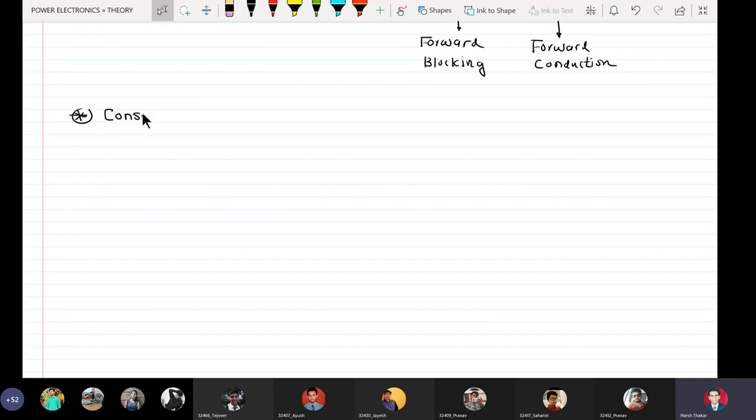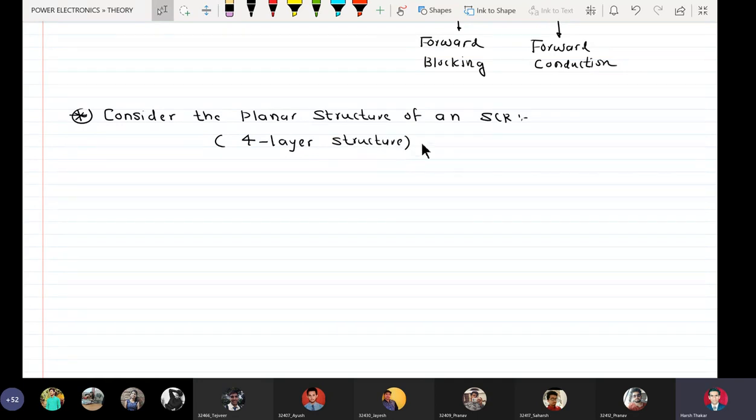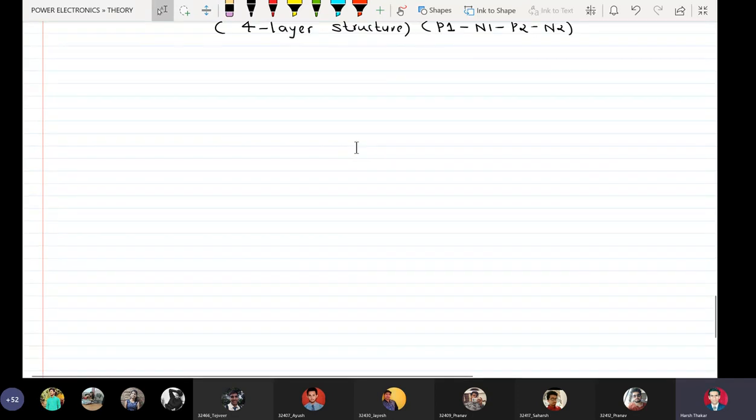Now this topic is not that easy, so please pay attention. Consider the planar structure of an SCR. If you remember, when I say planar structure, it is called the 4-layer structure, or PNPN. So it is P1, N1, P2 and N2, if you remember. Now we will draw it here.